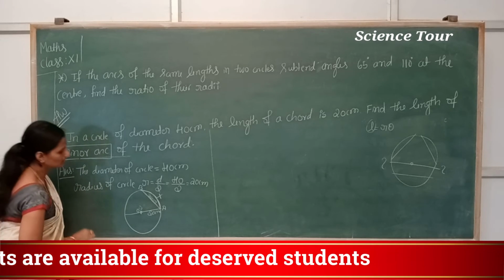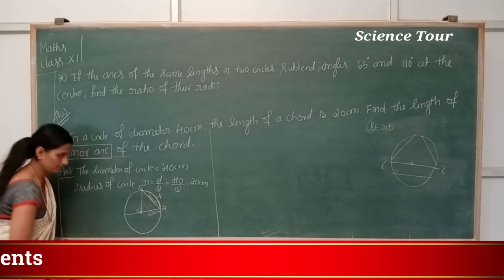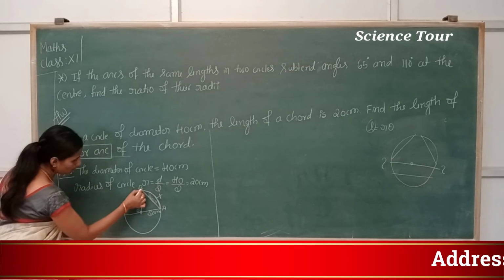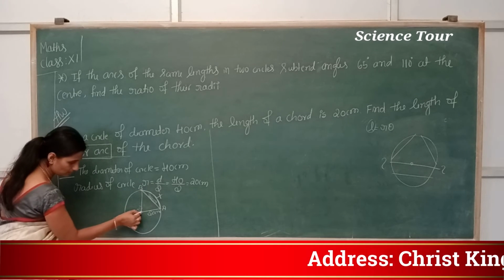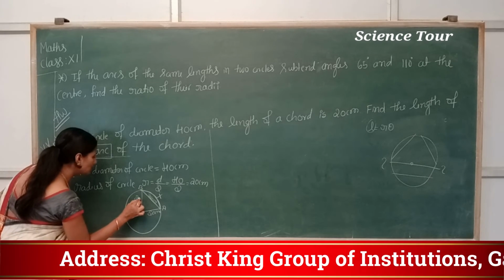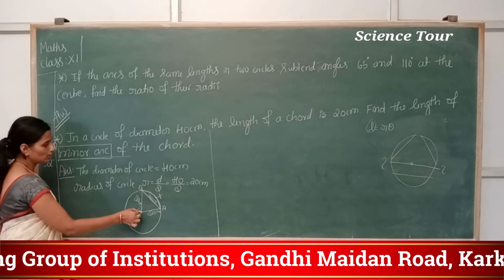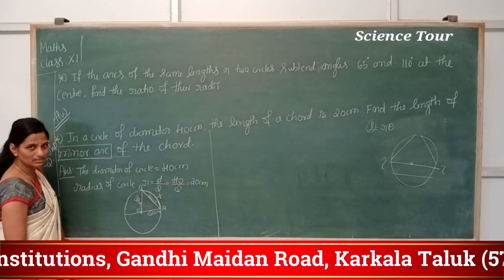How to find it here? See, I will complete this figure by joining OB. So what is your OB? OB is also a radius. From the center to any point on a circle, that is the radius. What is the length of the radius? It is 20 centimeter.